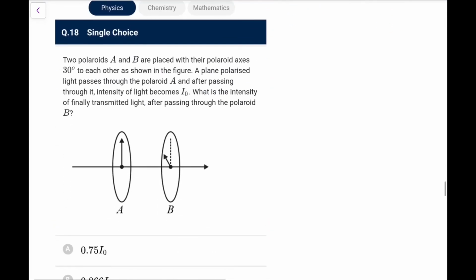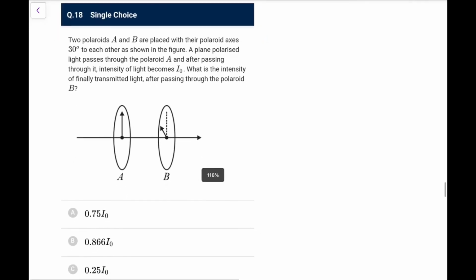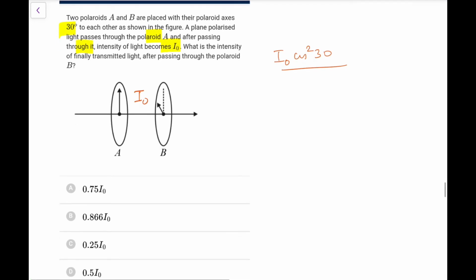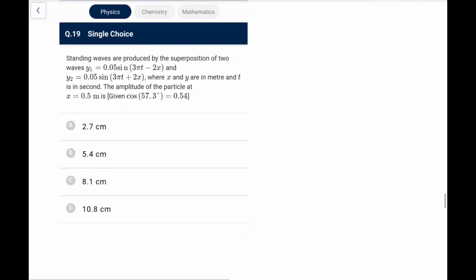Next, two Polaroids placed with their Polaroid axes at 30 degrees to each other. Plane polarized light passes through A, and after passing through it, it becomes I naught. Because this angle is 30, this will become I naught cos square 30. Cos square 30, you all know, is 3 by 4, so 3 by 4 I naught, that is 0.75 I naught.